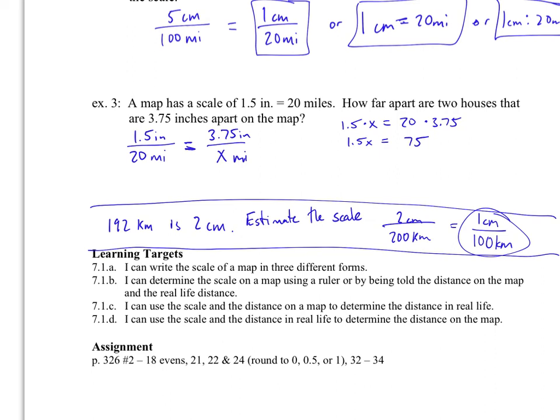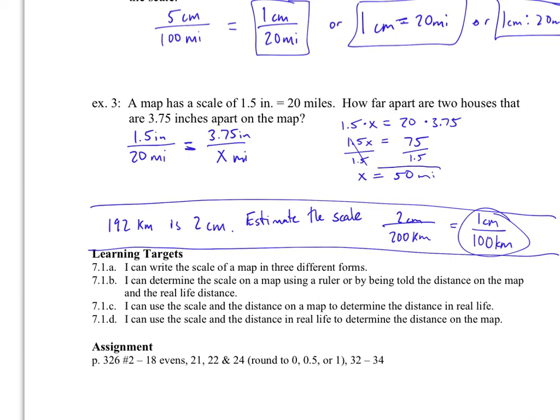I'll do the math for you fast because I already did it earlier. And then what do I do now? 1.5 times x, so I got to divide. Divide 1.5 by 1.5, then divide 75 by 1.5, and that equals 50. And is it going to be miles or inches? Miles, because that's where my x is.